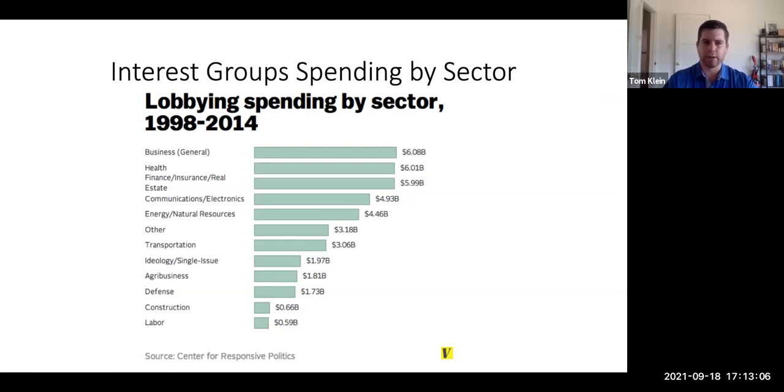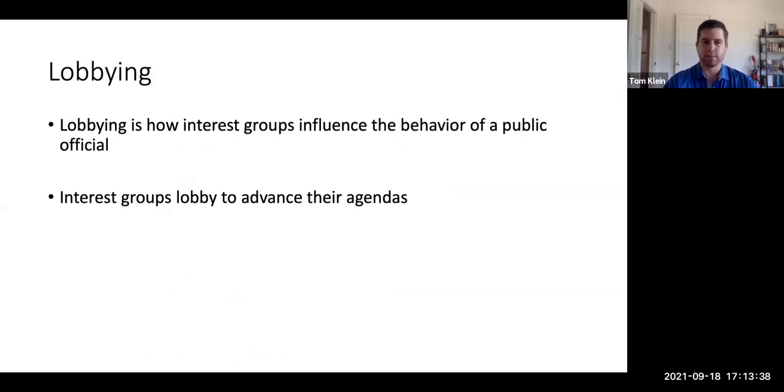You see a lot of money going into real estate, finance, insurance, because there's a lot of laws and regulations in those areas that these lobbyists and these companies want to influence. You see a lot going towards energy and natural resources, most of that being oil, right? They want to have laws that are more favorable towards drilling oil that allow them to make more money. You see transportation, defense, construction, labor. These are the groups that tend to spend the most money trying to influence the government.